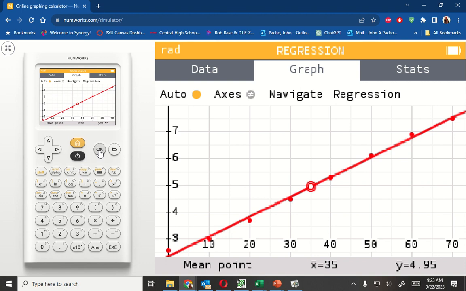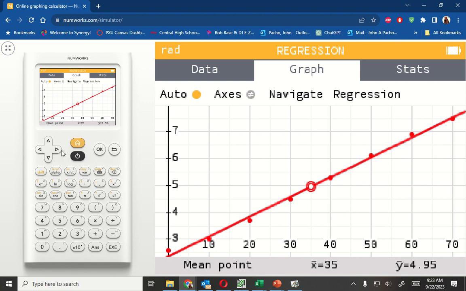The calculator will automatically spit out some information here for you. It spits out the mean point. The mean point is the middle for your x and the middle for your y. That's what your mean point is. That's not necessary though, but I just wanted to point out what it's giving you.